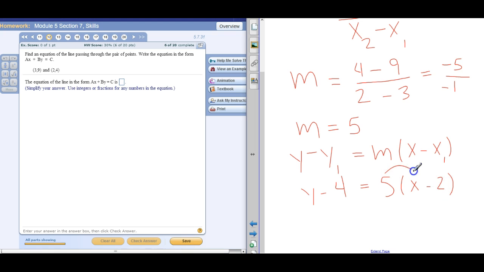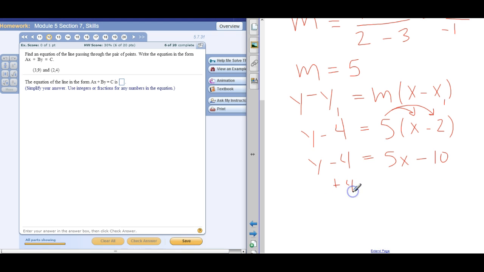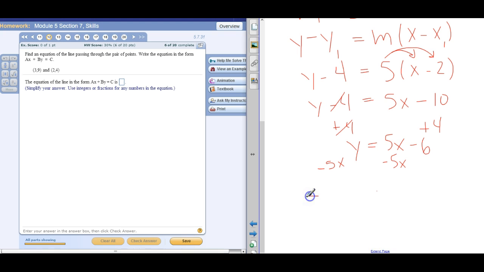Okay? And then I'm going to distribute the 5 through just like we did a couple of problems ago. So y minus 4 equals 5 times x. It's 5x minus 2 times 5 is 10. Add the 4 over. And then I've got y equals 5x. Negative 10 plus 4 is negative 6. Last thing, group your x's and y's. So I have to subtract that 5x over. Okay, so it's a negative 5x. It's a positive y. And that equals, only thing left over there on the right is negative 6. Negative 5x plus y equals negative 6.